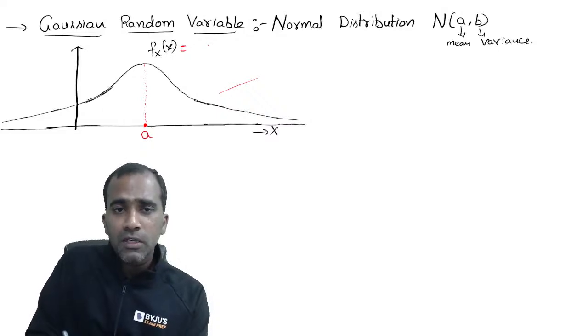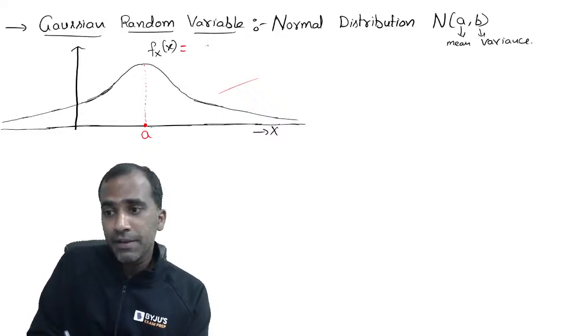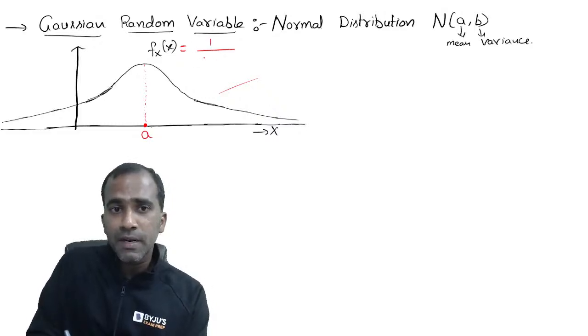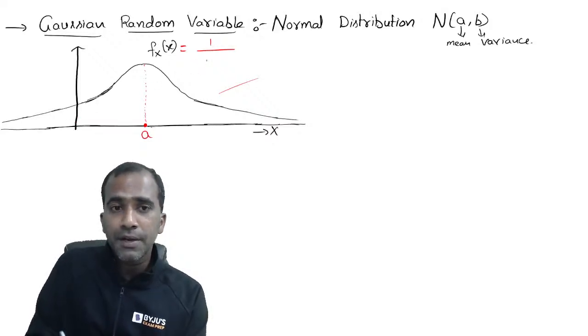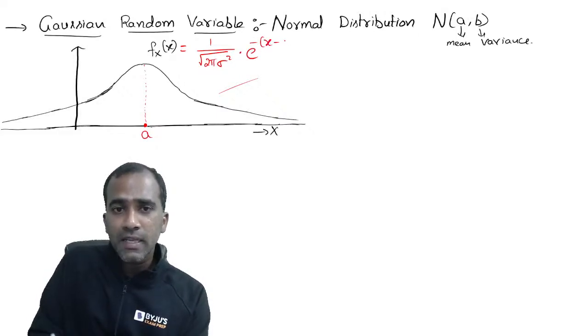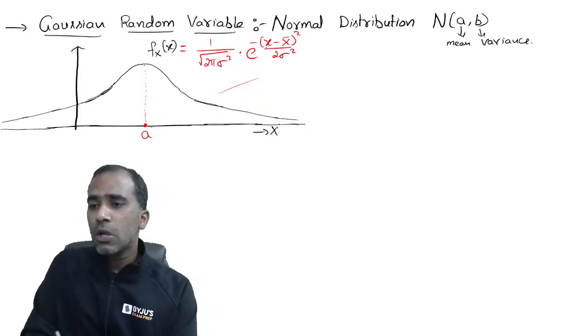I hope you know the equation of the Gaussian PDF, right? The general equation I'm writing. I've taken a general PDF here, not symmetrical with respect to the 0 axis. I'm taking a general Gaussian PDF: 1 by root of 2 pi sigma square, e power minus of (x minus x bar) whole square divided by 2 sigma square. This is the general Gaussian PDF equation.